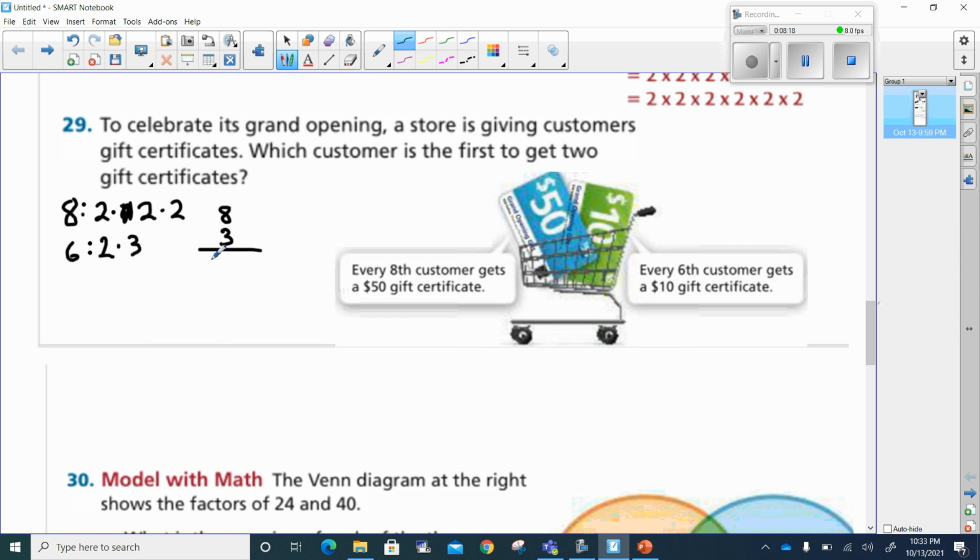And that would give me 24. And when you think about it, if we have 1 over 8 and 1 over 6, every 8th customer is 1 out of 8 customers. Every 6 customers is 1 out of 6. We're looking for that common denominator, right? So that's going to be 24.